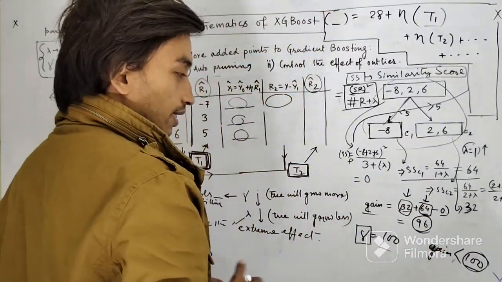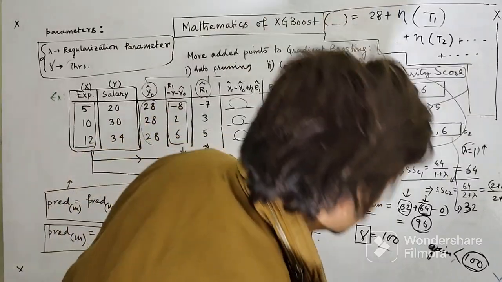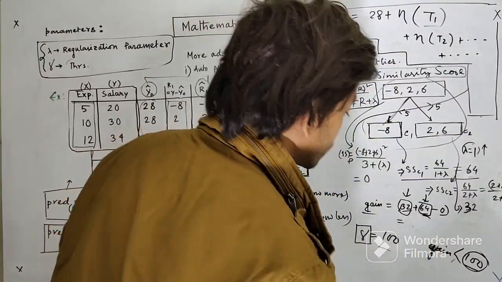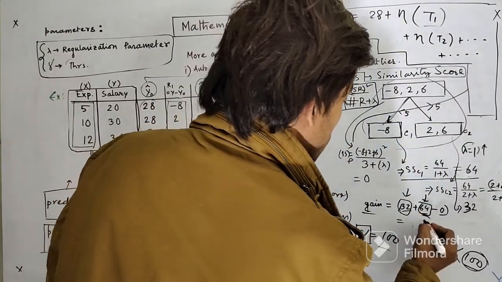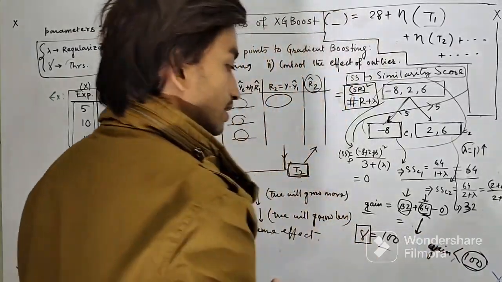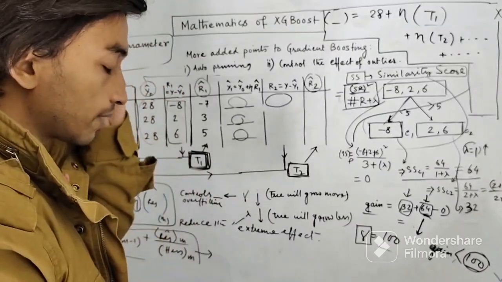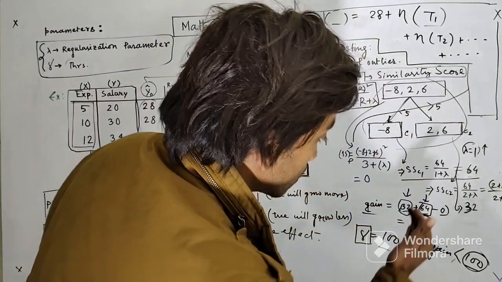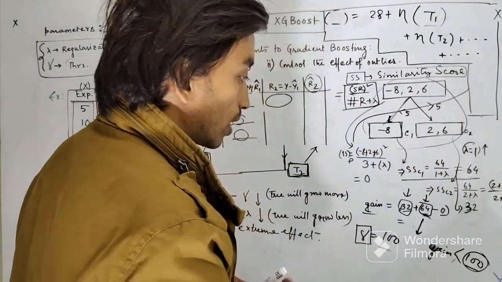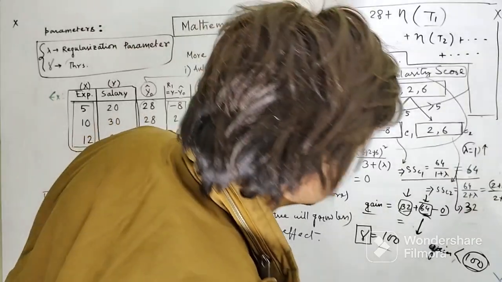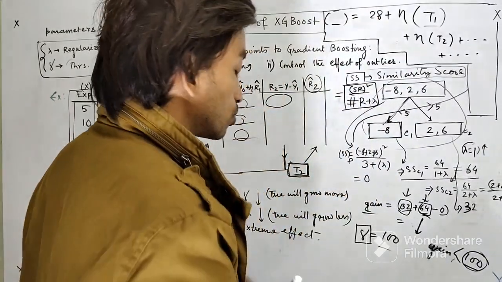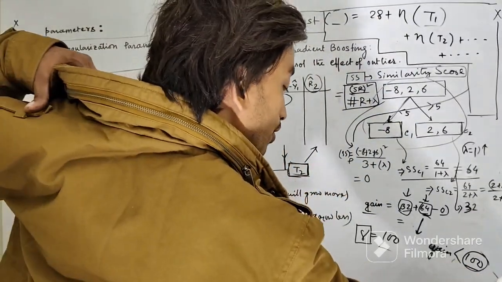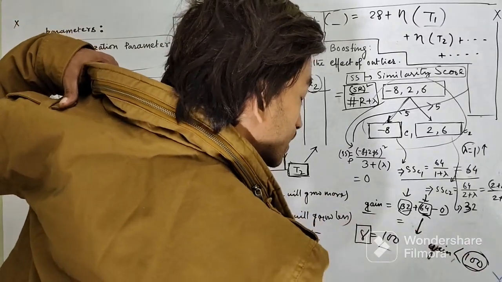Okay, then what will happen? This gain will be less. It means if the gain is just going down, what is happening? So we are entering towards the criteria.